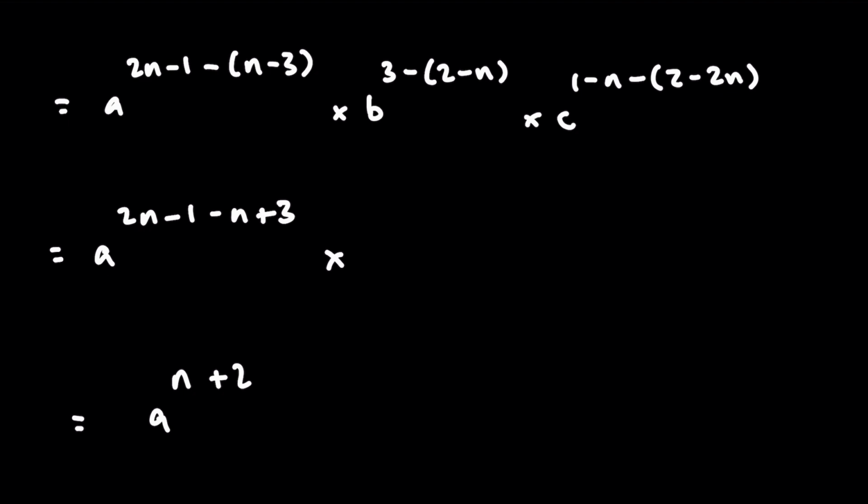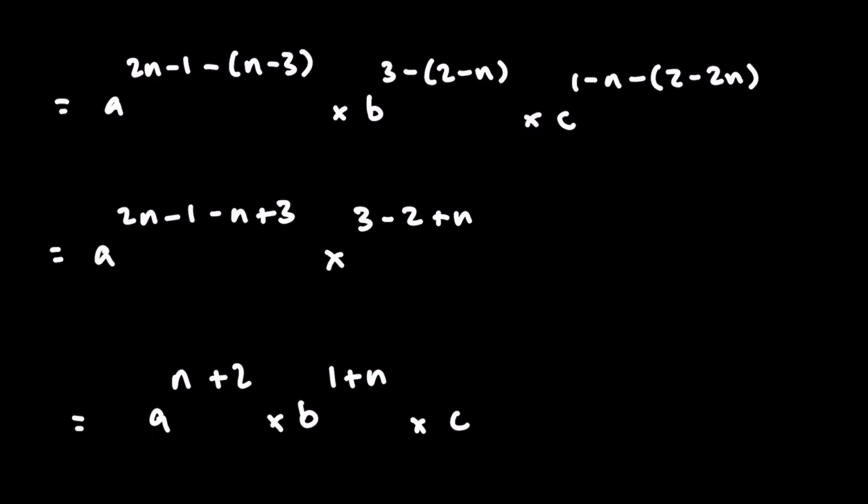Now let's have a look at b. The indice here, if you were to expand this out, it would become 3 minus 2 plus n, because again, minus minus becomes positive, and we know that 3 take 2 is simply 1. So in our answer, we'll have 1 plus n.